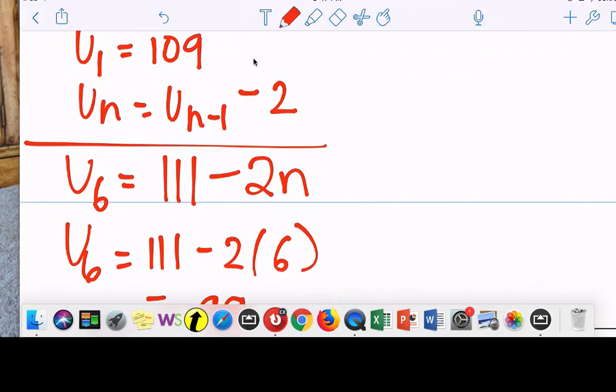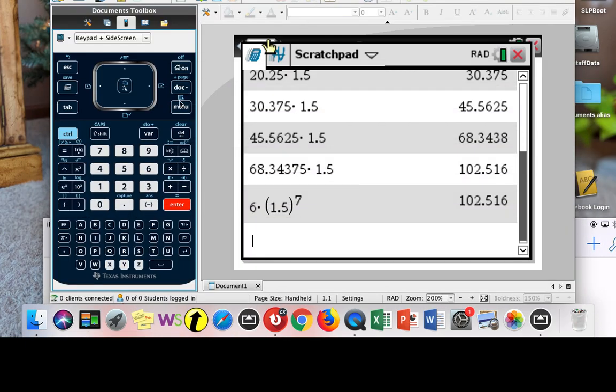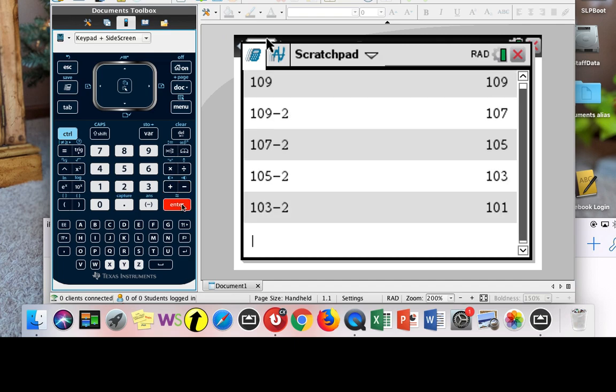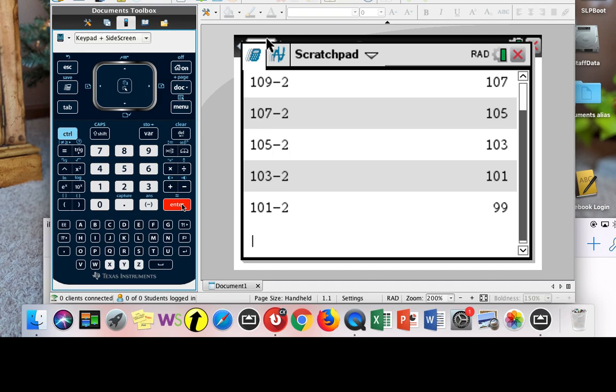I'll show it to you on the calculator. So on the calculator, Doc B to clear. All right, so this one we start with 109. You hit enter, and then we're subtracting 2. So that was the first term, 2nd, 3rd, 4th, 5th, 6th. So you can do it a few different ways to get that. The 6th term is 99. All right, let's try the next one.